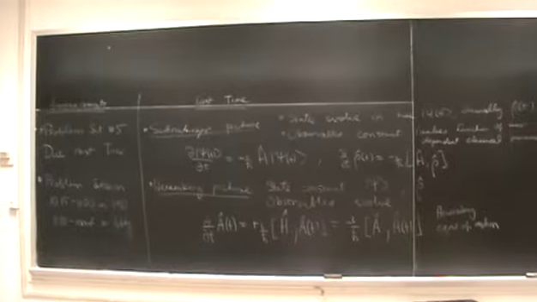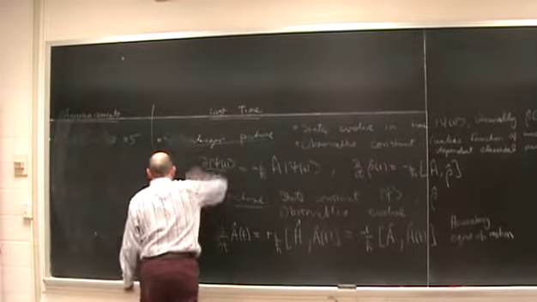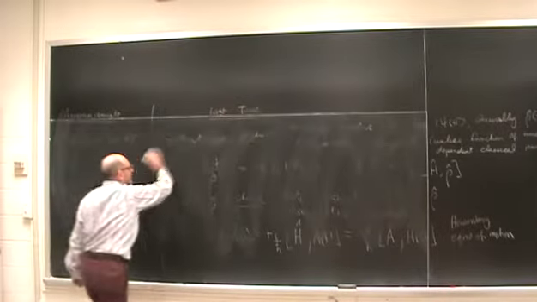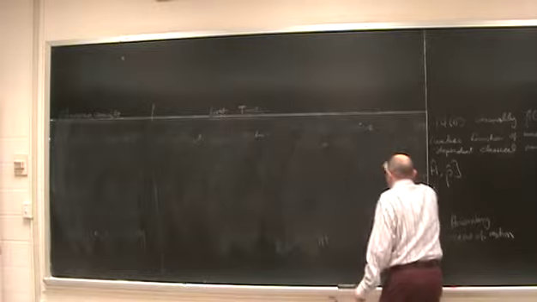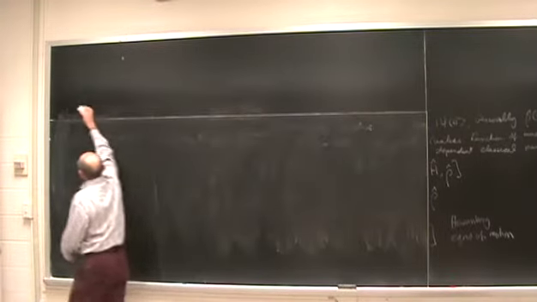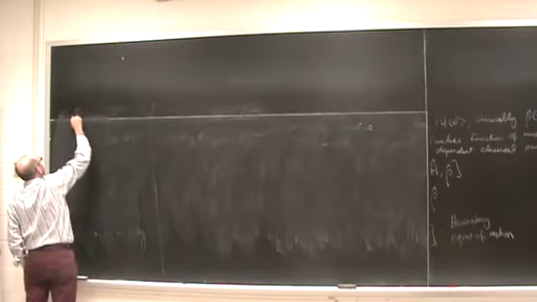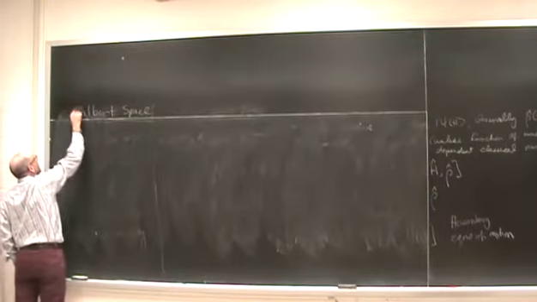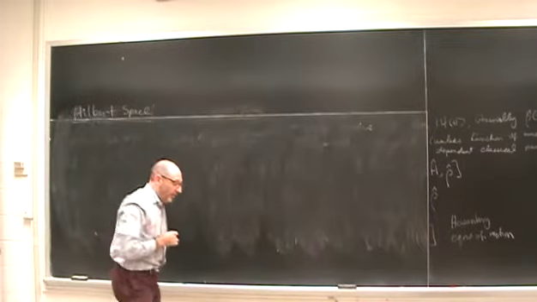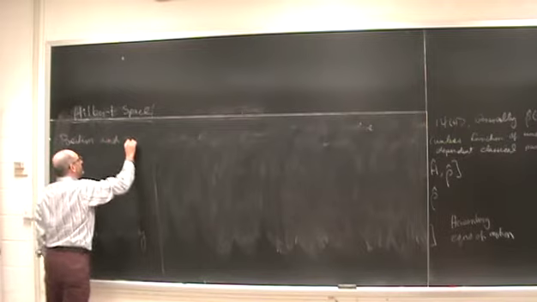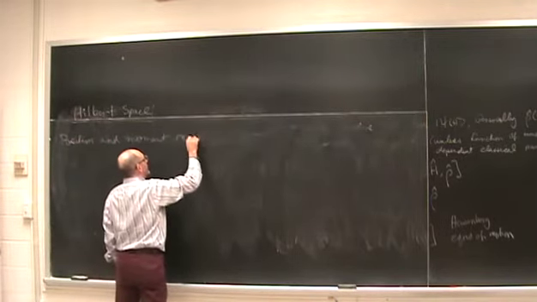All right, very good. Now, let's talk about things from the point of view of the Schrödinger picture. Let's talk about the state space, Hilbert space. We have position and momentum operators. We have position and momentum representations.